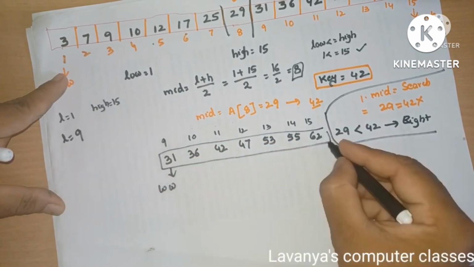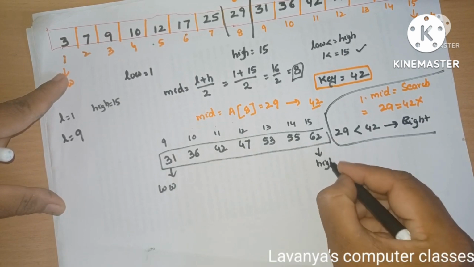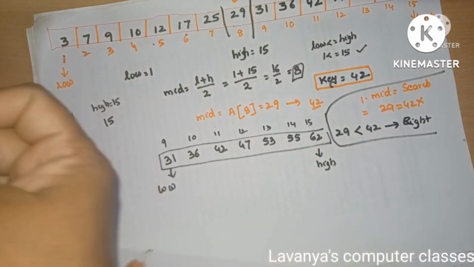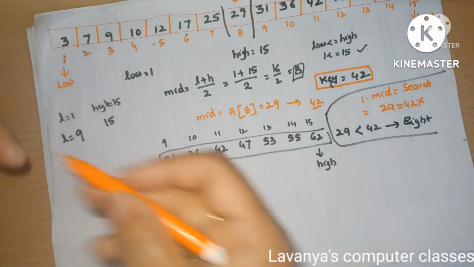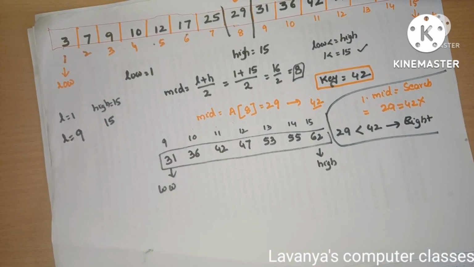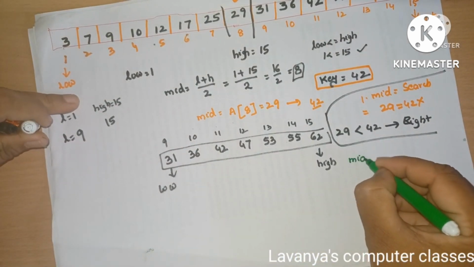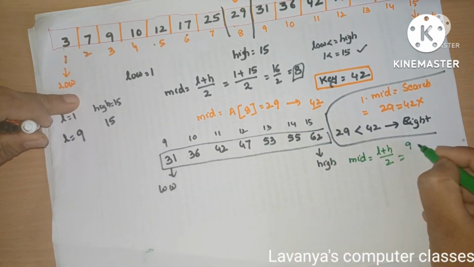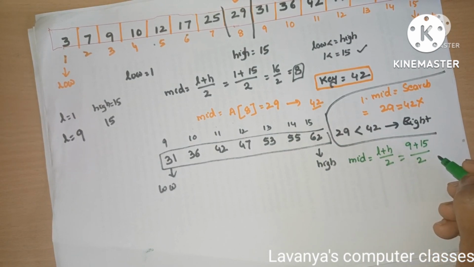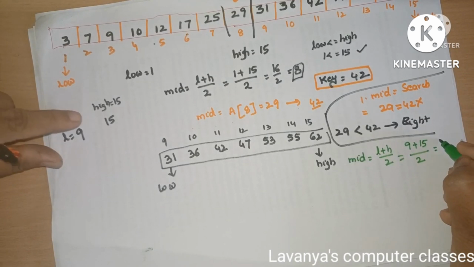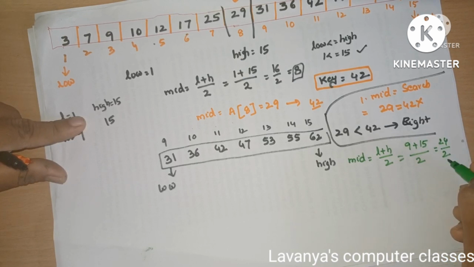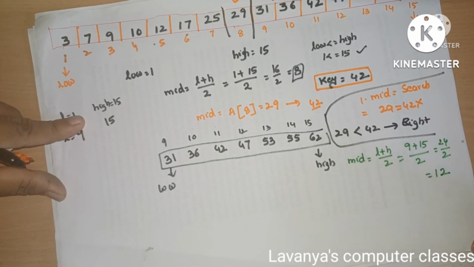Okay. Now it is low, and high has no change here, so high is still 15 only. Low is 9 and high equals 15. Again calculate mid. How do we calculate mid again? Mid equals low plus high by 2. What is our low value? 9 plus 15 by 2. 9 plus 15 is 24, by 2. That is 12.